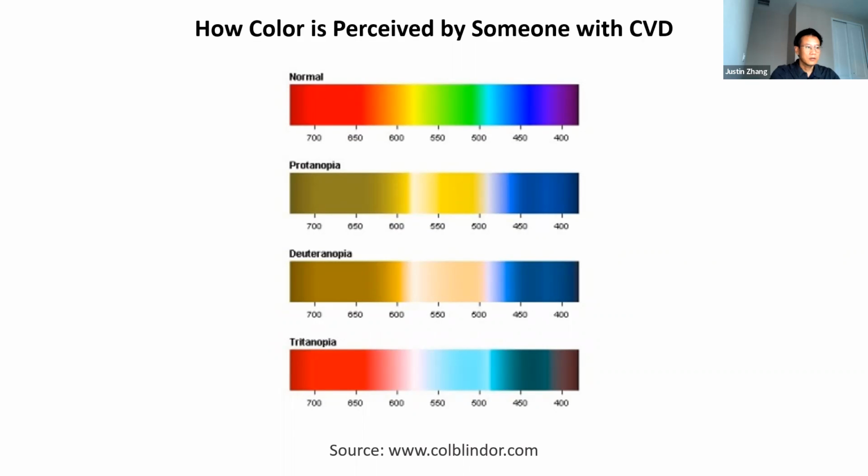So here you can see the 2-cone deuteranomaly, which we call green blind, and the 3-cone deficiency, deuteranomaly, green weak. So it shows you the band of what people with color deficiency will see. Actually, it will be difficult for them to differentiate these 2 to 3 different hues.